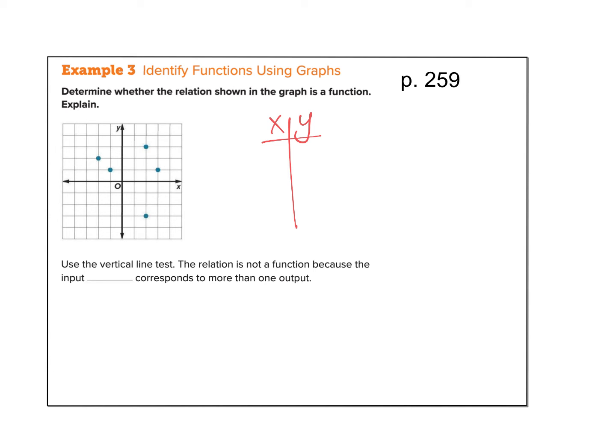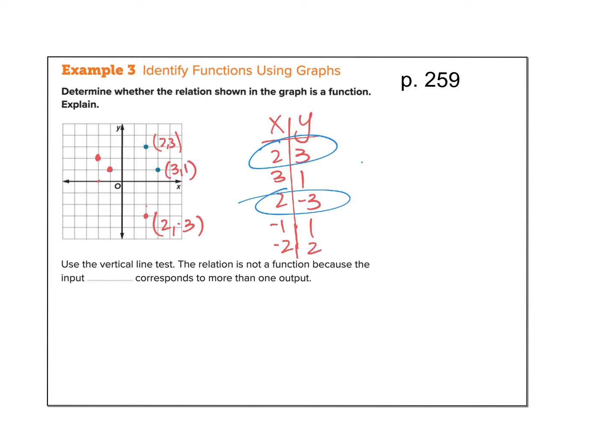So I might see one coordinate right here is (2, 3). Okay, I'll put that in the table. Here's another coordinate, (3, 1). I can put that in the table. Here's another coordinate down here, (2, -3). Here's another coordinate over here, (-1, 1). And then here, (-2, 2). Now we know how to tell if a table is a function. I put a 2 in and I got a 3, and then I put a 2 in and I got a -3. So right away I know it's not a function.